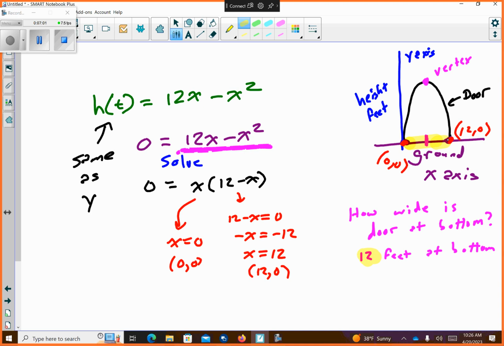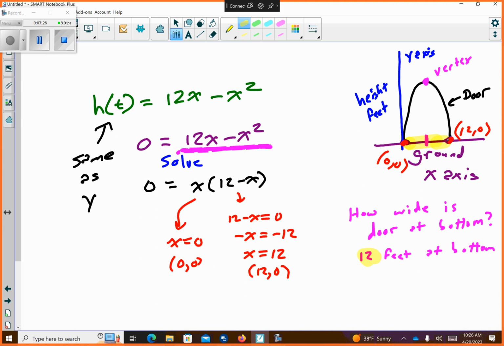Now, I have a question. So from this point here to this point here is 12 feet. What about from like this point here to this point here? Is that still going to be 12 feet? Or is it going to be closer? Closer. And as I move up, if I get way up here, is that 12 feet or is it less than 12 feet?